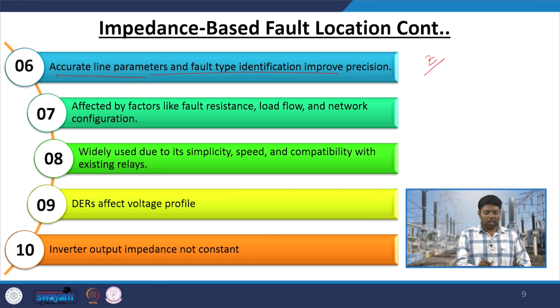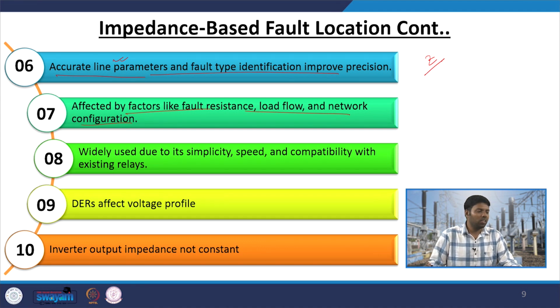So, if you know the accurate line parameters, then only this setting will be perfect. It is affected by factors like fault resistance, load flow and network configuration. Depending upon how much fault resistance you have, if your fault is a dead short fault, then your fault resistance will be 0. Sometimes we have a fault resistance of 5 ohm or 1 ohm or 2 ohm. Depending upon that, your total impedance value seen by the relay keeps on varying. So, you have to know in your circuit, if a fault occurs, what will be the precise value of your fault current. Again, what is the network configuration?